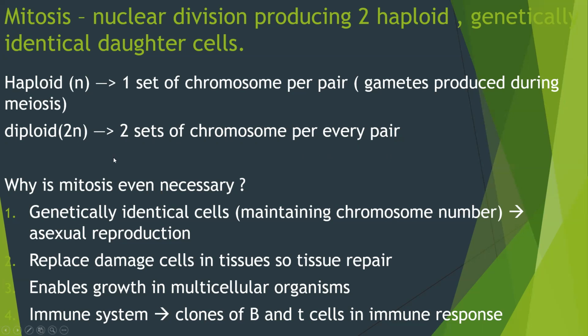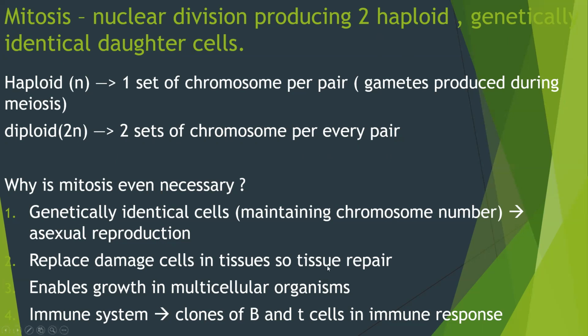And why is mitosis even necessary in our body? So first of all, it allows asexual reproduction because the cells which are produced are two genetically identical daughter cells and they're haploid as well. And it's a nuclear division. And it plays a role in tissue repair.